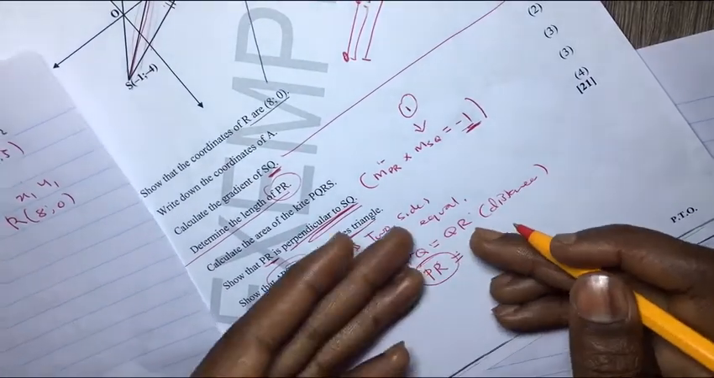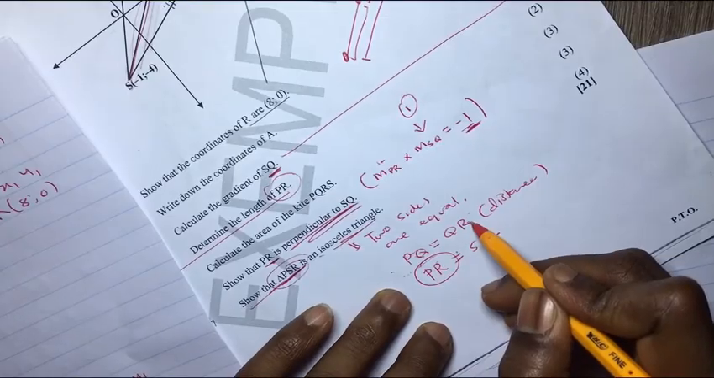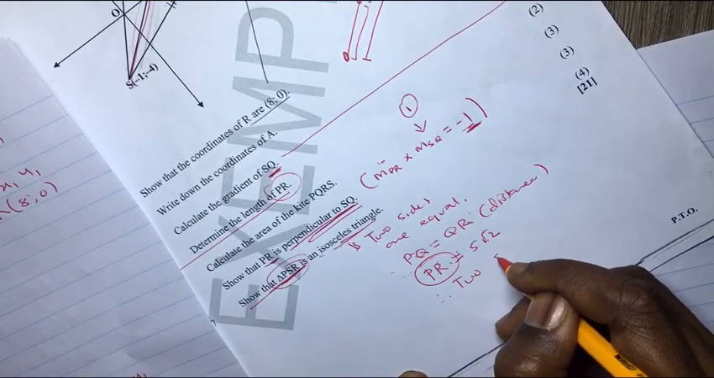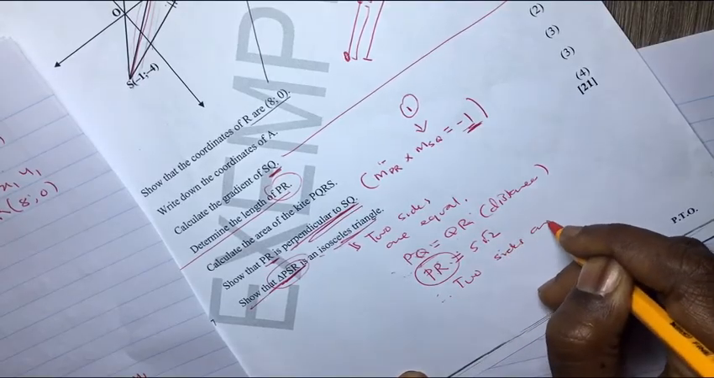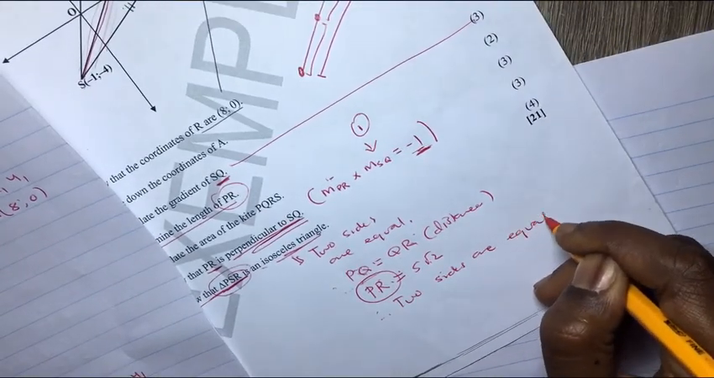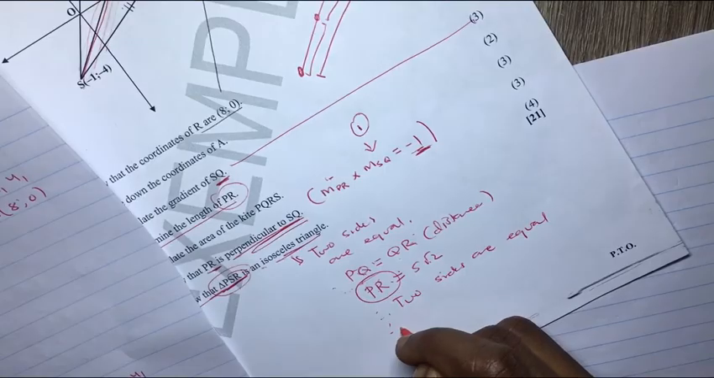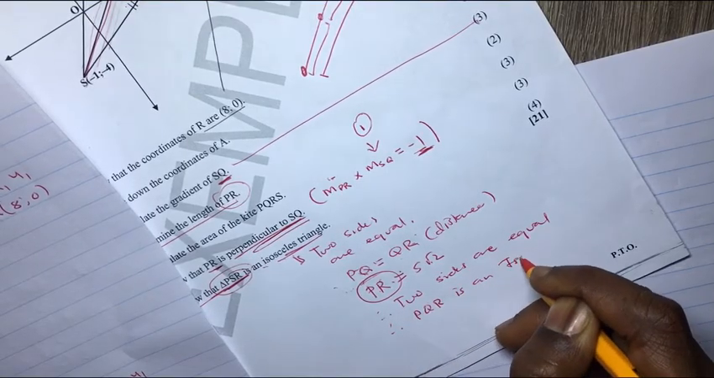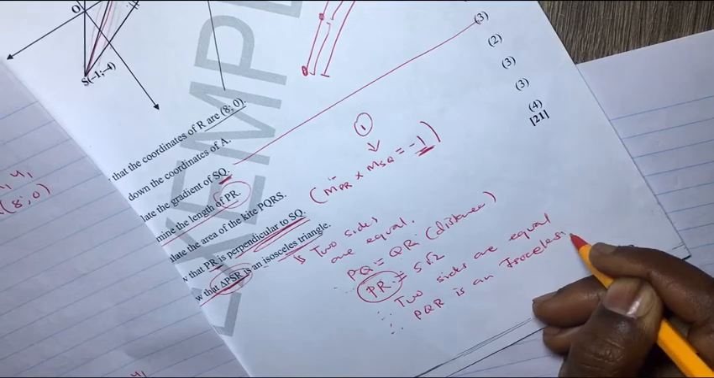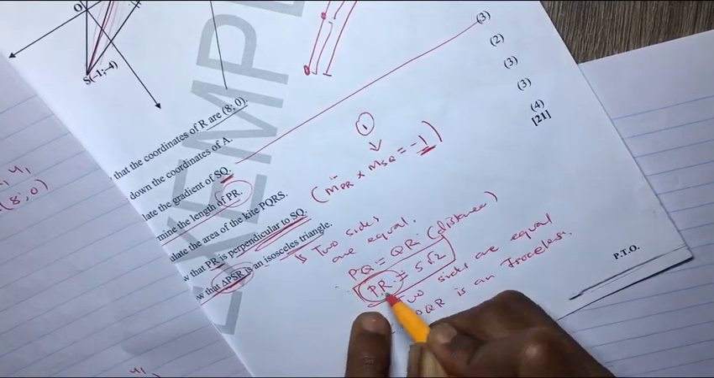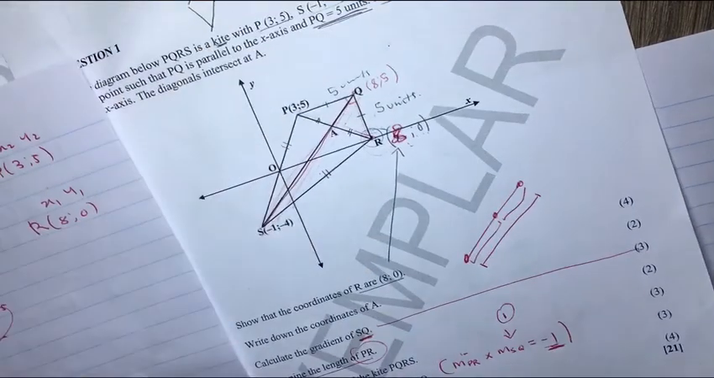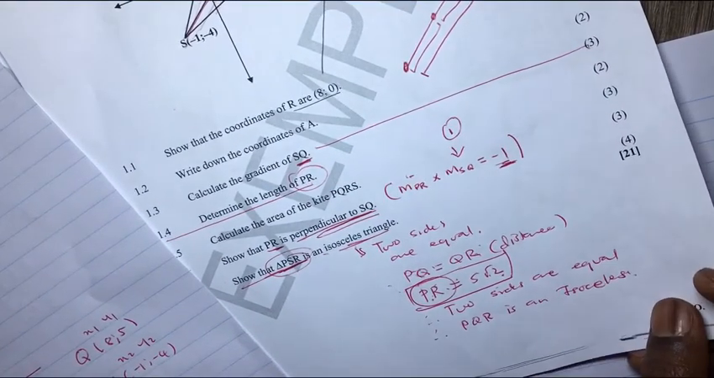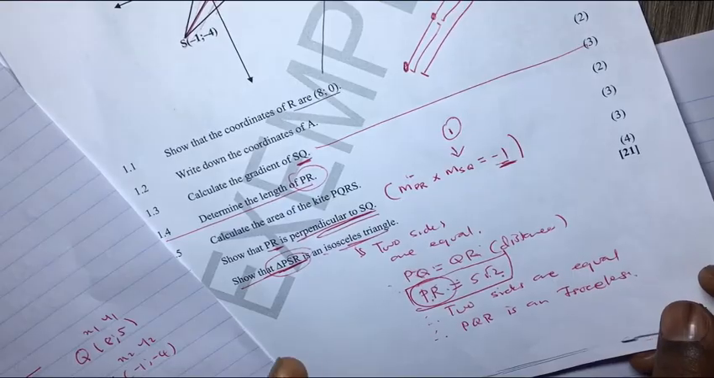So we have proven two sides are the same. This one is not the same. Therefore, two sides are equal. Therefore, PQR is an isosceles because the other side is not the same. If we calculated the distance here and we found 5 units also, then it wouldn't be what do you call it? An isosceles triangle. Can you see?